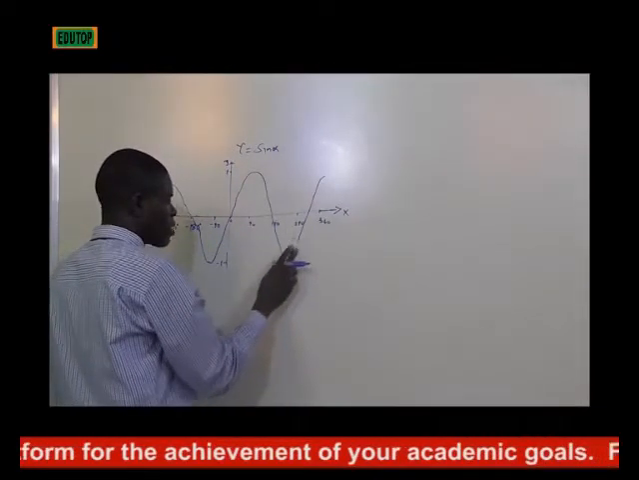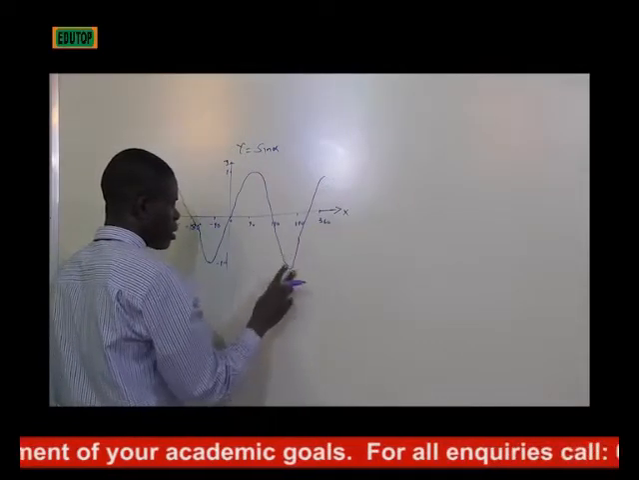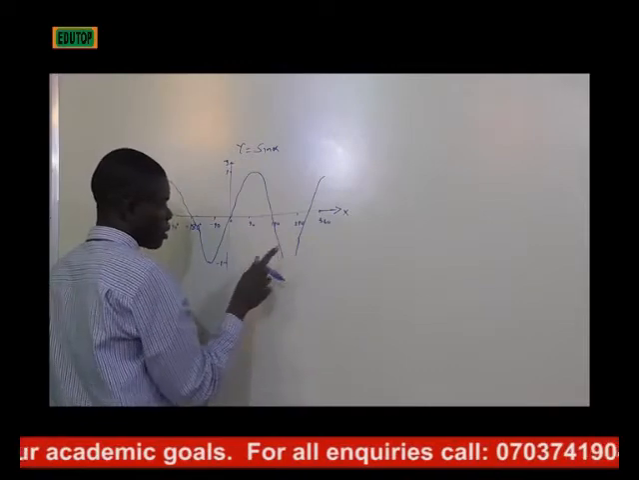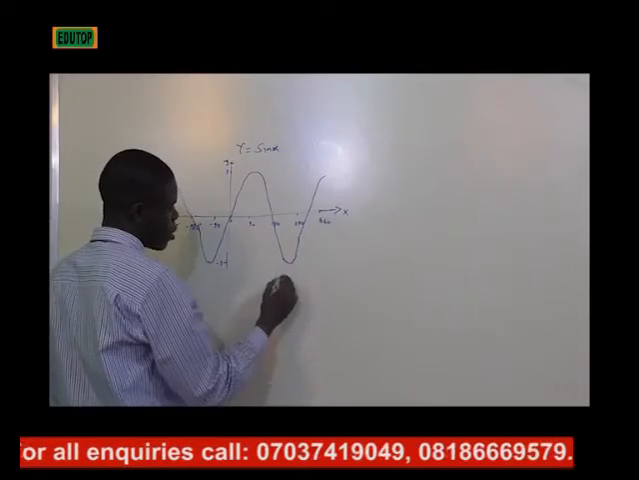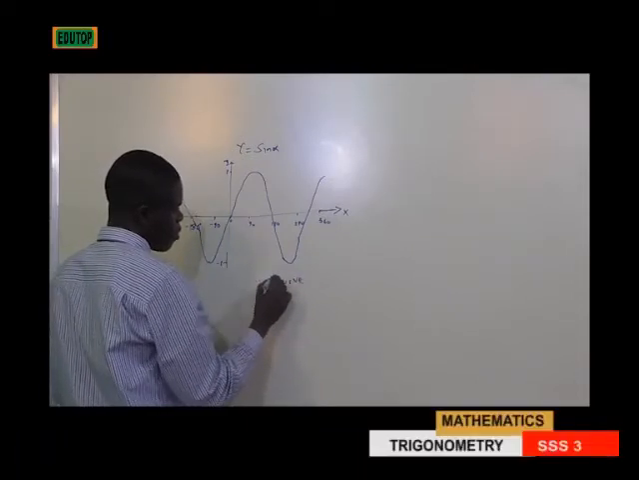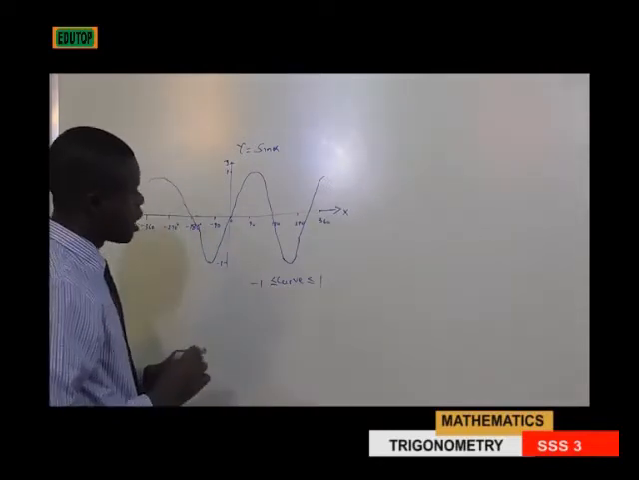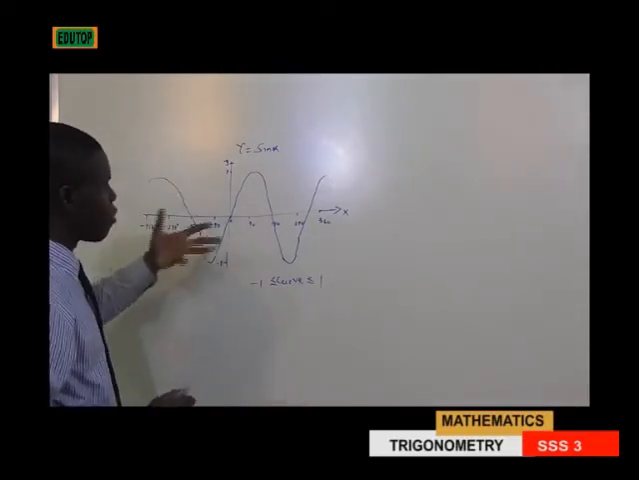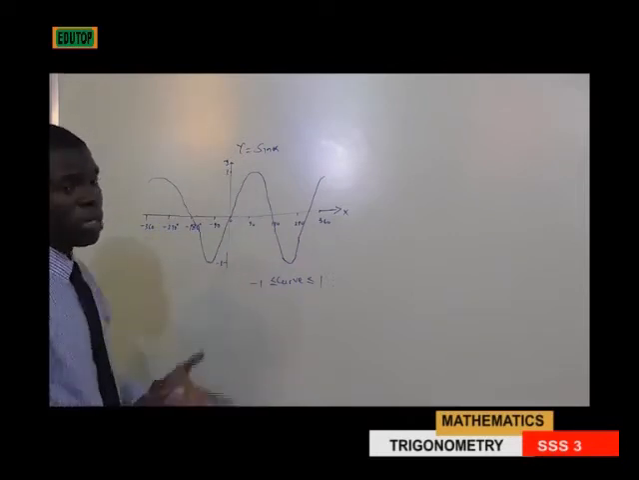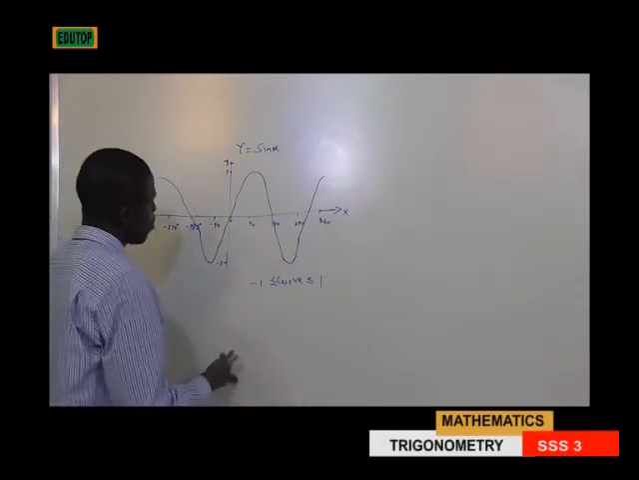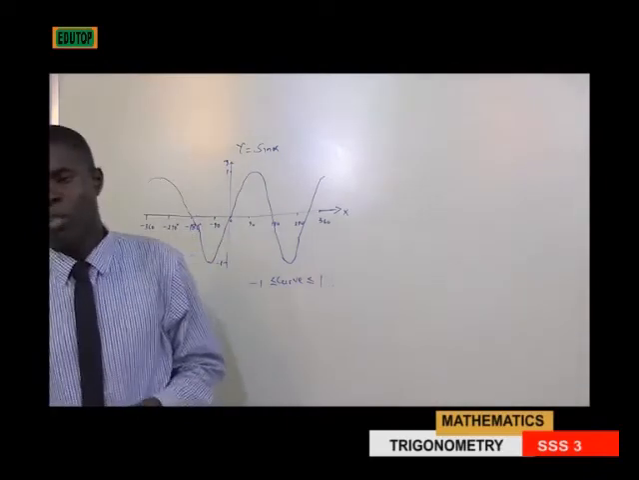Remember that the maximum, where the curve curves, is ranging from minus 1 and 1. The curve cannot exceed this; it will definitely lie between minus 1 and 1. It should be noted that this is a typical example of a sine graph, where the maximum is 1 and the minimum will definitely be minus 1. So this is a typical example of a sine graph in trigonometry.